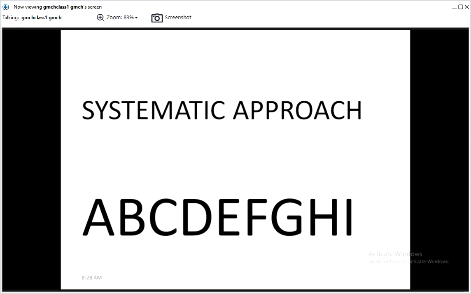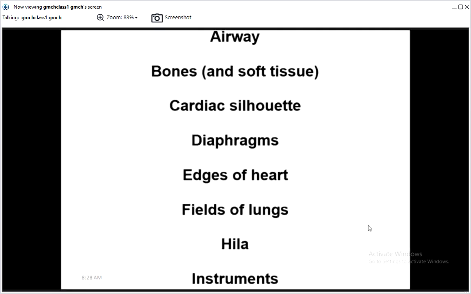Now we'll come to the systematic approach. What you have to see on the chest X-ray, what are the structures and what you have to comment upon, and how you have to comment upon all these things. So this is a reasonably simple approach. You have to remember A, B, C, D, E, F, G, H, I. Okay. So we'll come to that one by one.